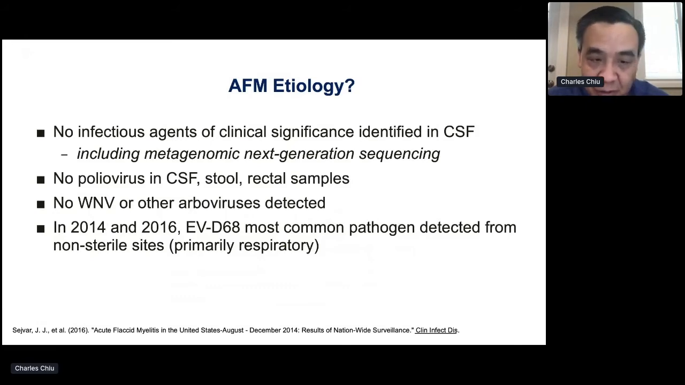And the trend is also true for other viruses, such as poliovirus, that we didn't find poliovirus in CSF, stool, or rectal samples. West Nile virus or other arboviruses were not detected. And in fact, part of the evidence basically grew to show that enterovirus D68 may be the culprit, given that in 2014 and 2016, it was the most common pathogen detected from non-sterile sites that were primarily respiratory. However, enterovirus D68 has very rarely, if at all, been found in spinal fluid.